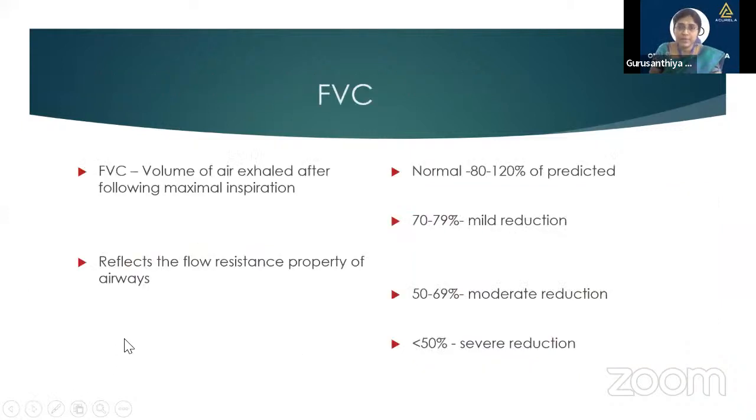So what is forced vital capacity? It is the volume of air that is exhaled after a maximal inspiration. It reflects the flow resistive properties of the airways. The normal is somewhere close to 80 to 120% of predicted. All the spirometric values are predicted ones from the height, weight, ethnicity, and race. They are usually expressed in percentages like 80 to 120% predicted. So 80 to 120% predicted is normal, 70 to 79% is mild reduction, 50 to 69% is moderate reduction, and less than 50 is severe reduction.